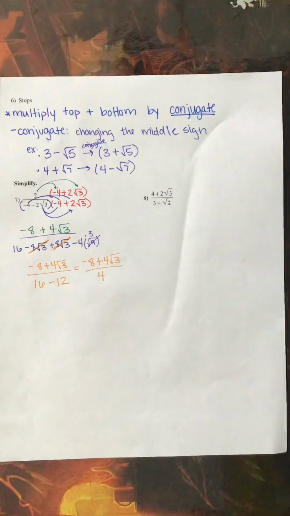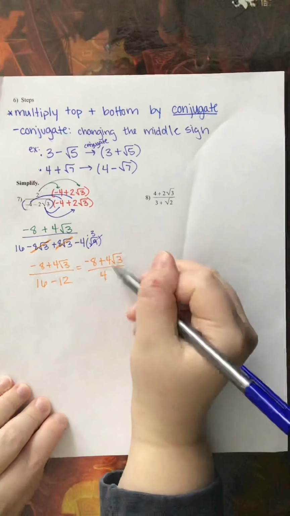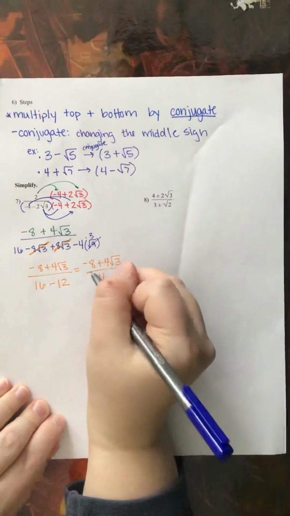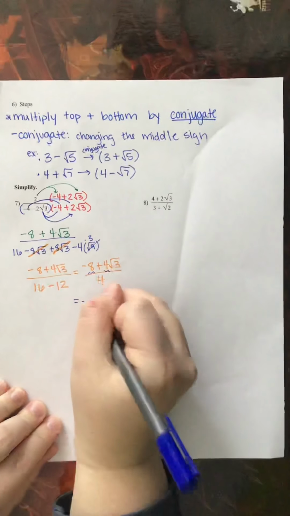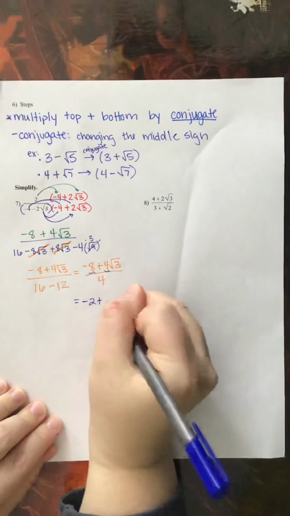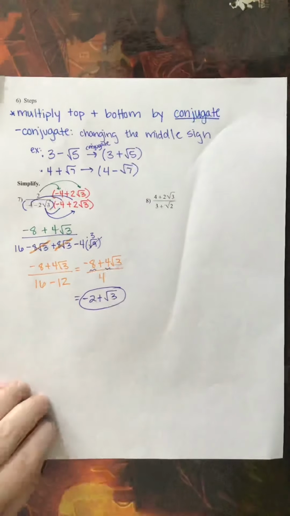Now, if you leave it there because you forget, I am fine with that. But one more step you could do is take that 4 and divide it into both things, because this and this are divisible by 4. If you do that, you would just get negative 2 plus square root of 3 with nothing left on the bottom.